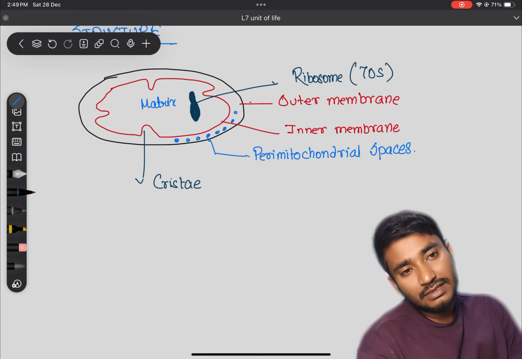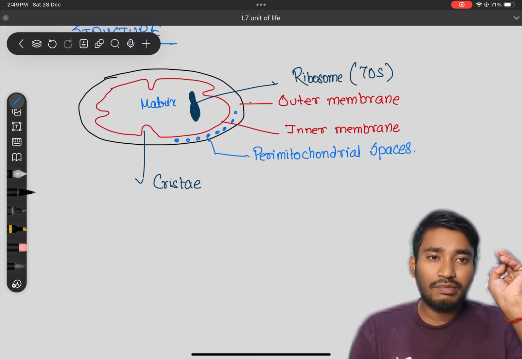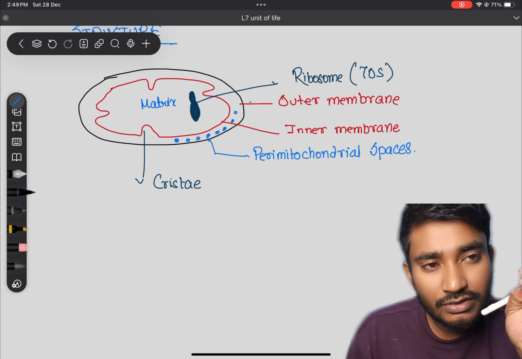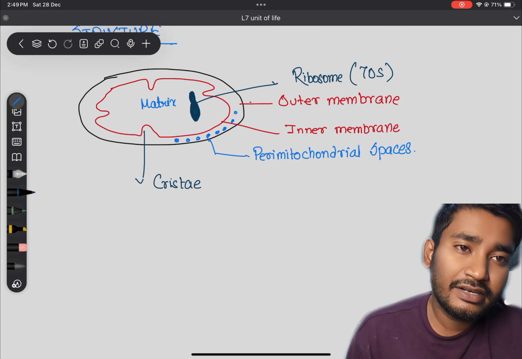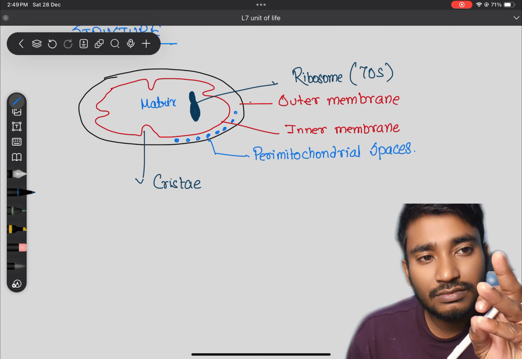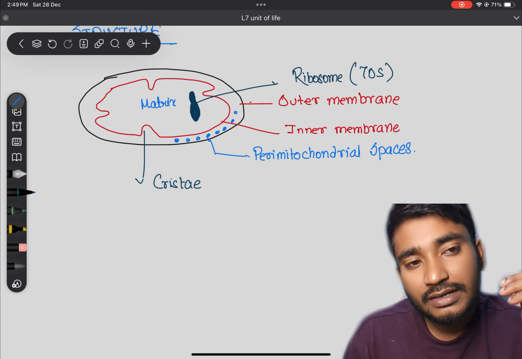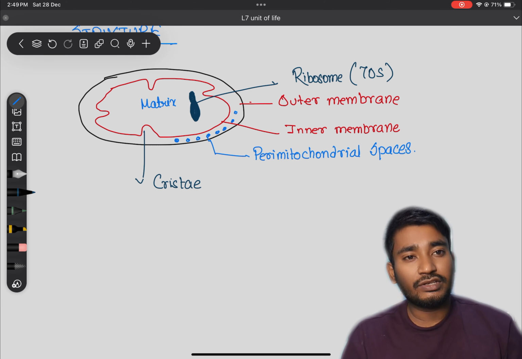Okay, so it's a double layer membrane. What to remember: it's a double layer membrane. It is present in eukaryotic cells. It generates the ATP. It has some infoldings called the cristae. Cristae actually increase the surface area of the mitochondria.